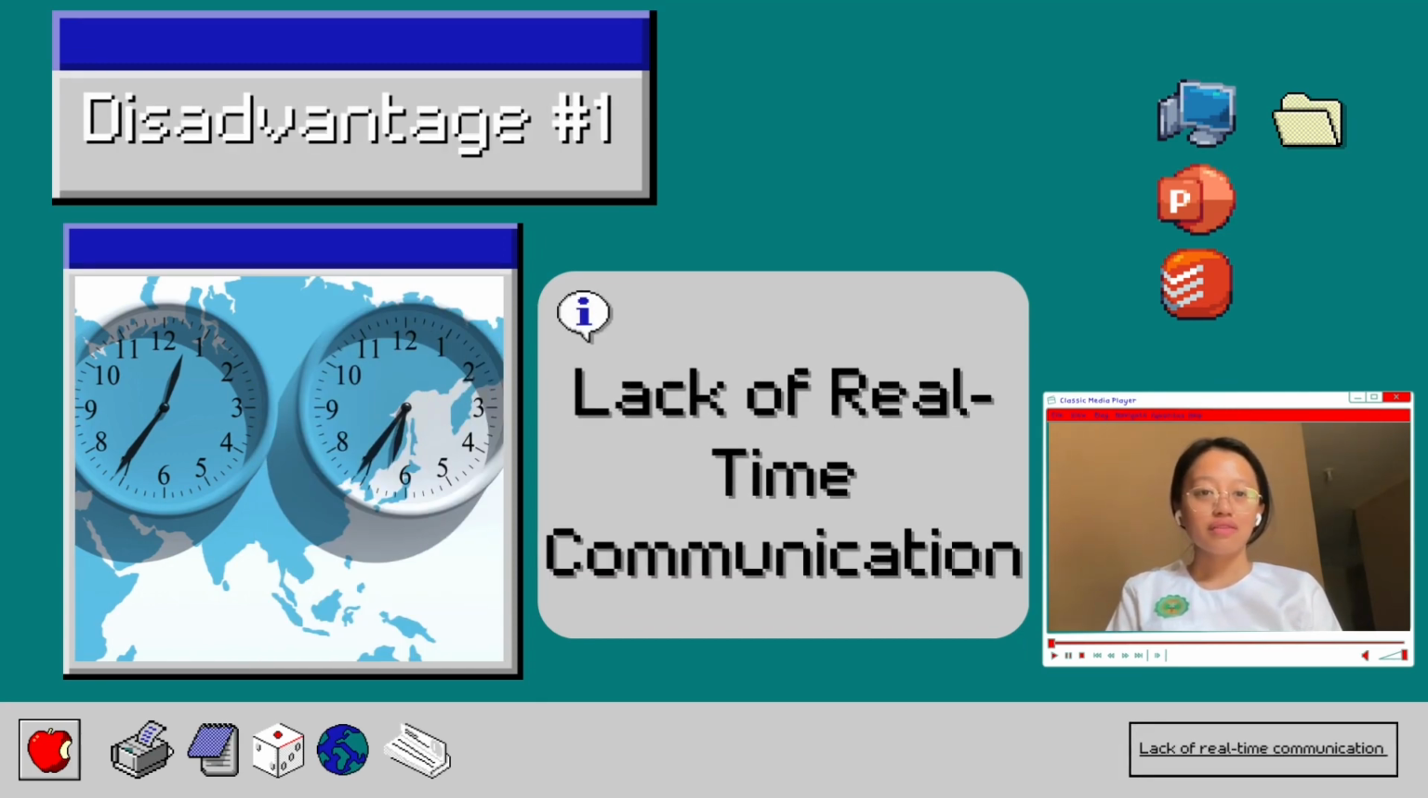Email is not designed for real-time communication, especially for urgent matters or situations requiring quick interaction and immediate attention, due to its asynchronous nature, meaning that there can be delays in receiving and responding to messages.